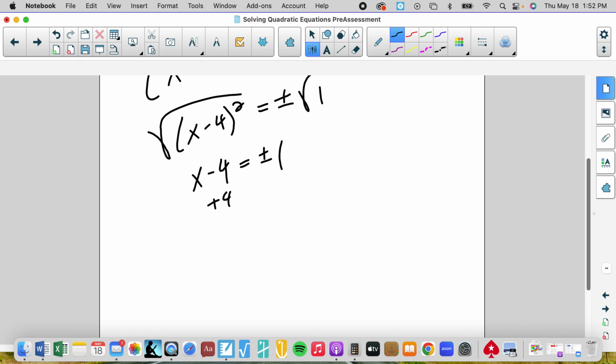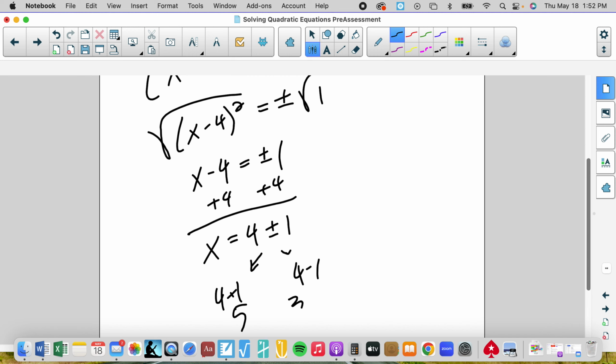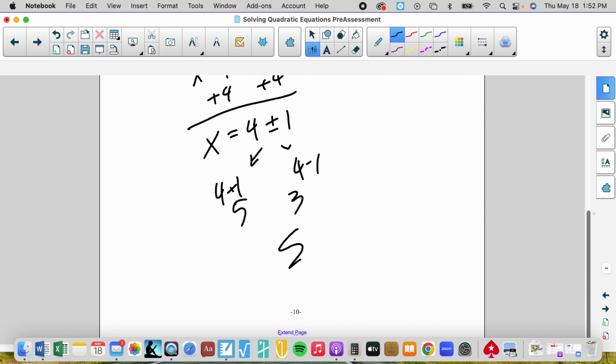We're going to add 4 to both sides. We get x equals 4 plus or minus 1. 4 plus 1, 4 minus 1. So we get 5 and 3. Let's write it in numerical order. 3 and 5.